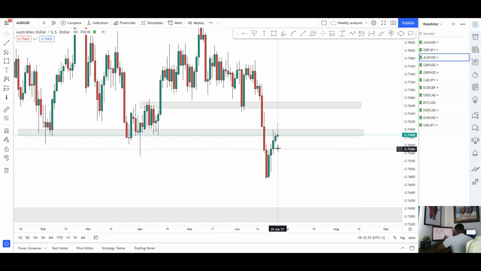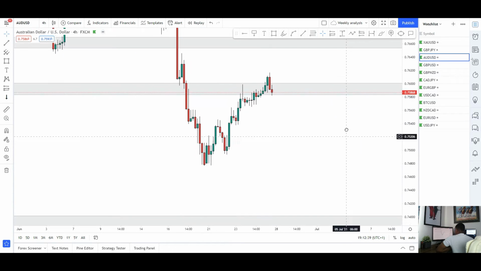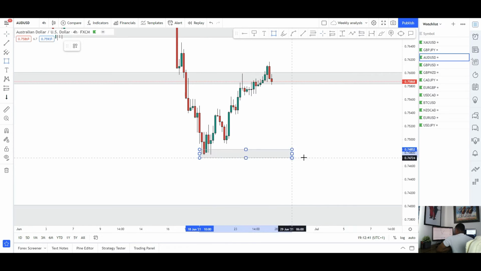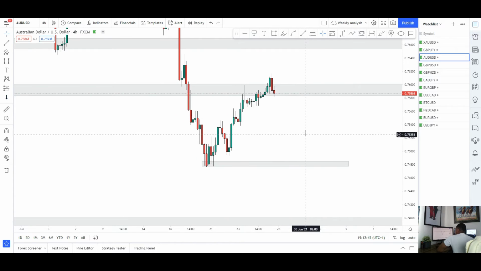So if we do keep that up on Monday, then we could be looking for some shorts earlier on next week. And again, targeting this previous low here, and then the break of that will target 0.74. So more downside for next week.